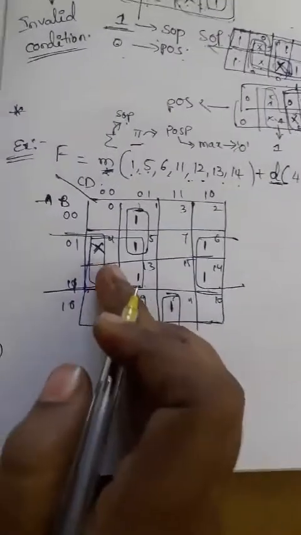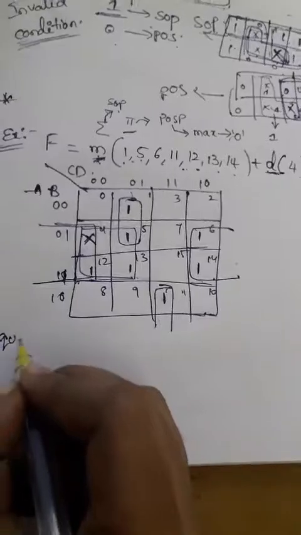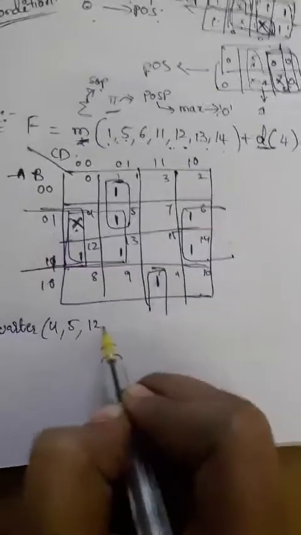Okay, so now let's simplify the first part. I am taking the quad first. What are the cell numbers we have? 4, 5, 12, 13.